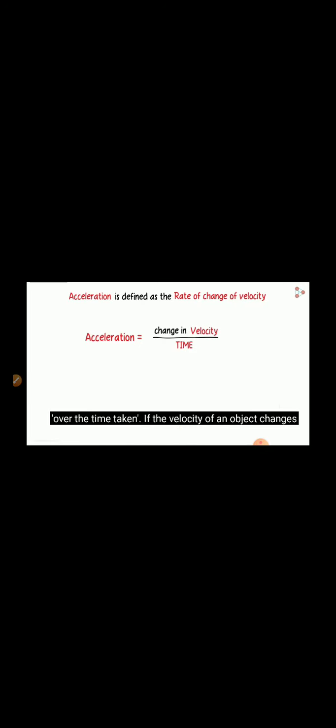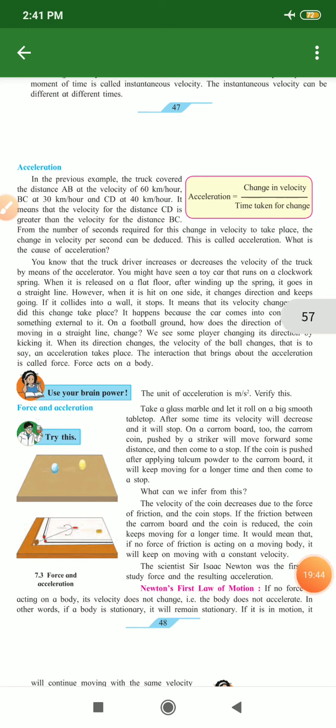But how is acceleration calculated? Acceleration is defined as the rate of change of velocity. In terms of a formula, acceleration can be written as change in velocity over the time taken. So students, I hope you have understood the concept of acceleration. Now let us move further.